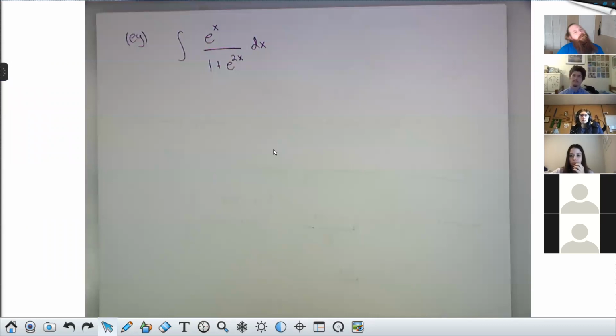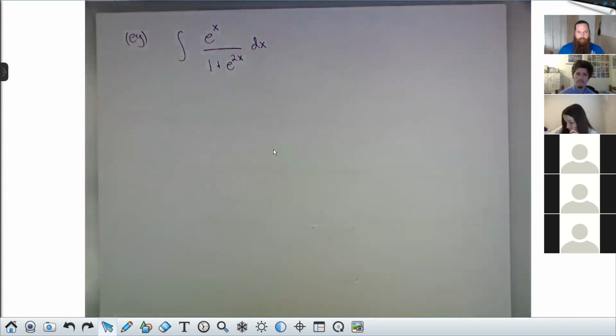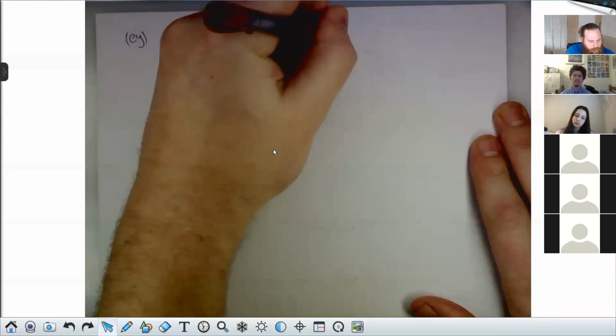All right. Any suggestions on what substitution we could make here? This one's a little harder to spot. Could we do 1 plus 2e to the 2x? That's a reasonable attempt. Let's see what happens if we try to do that.